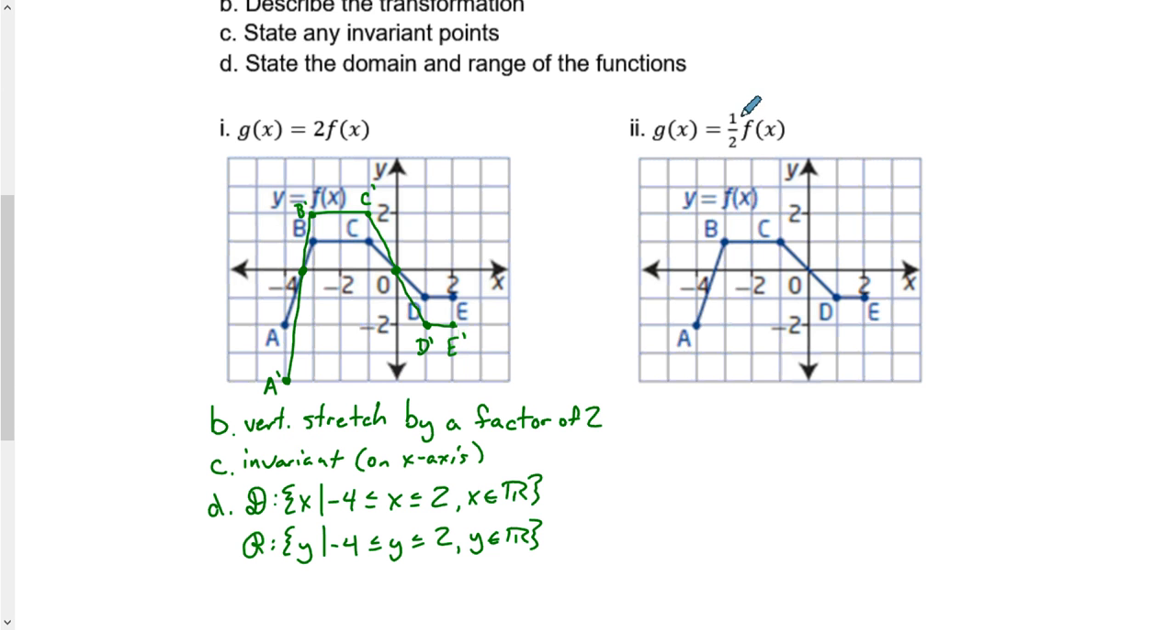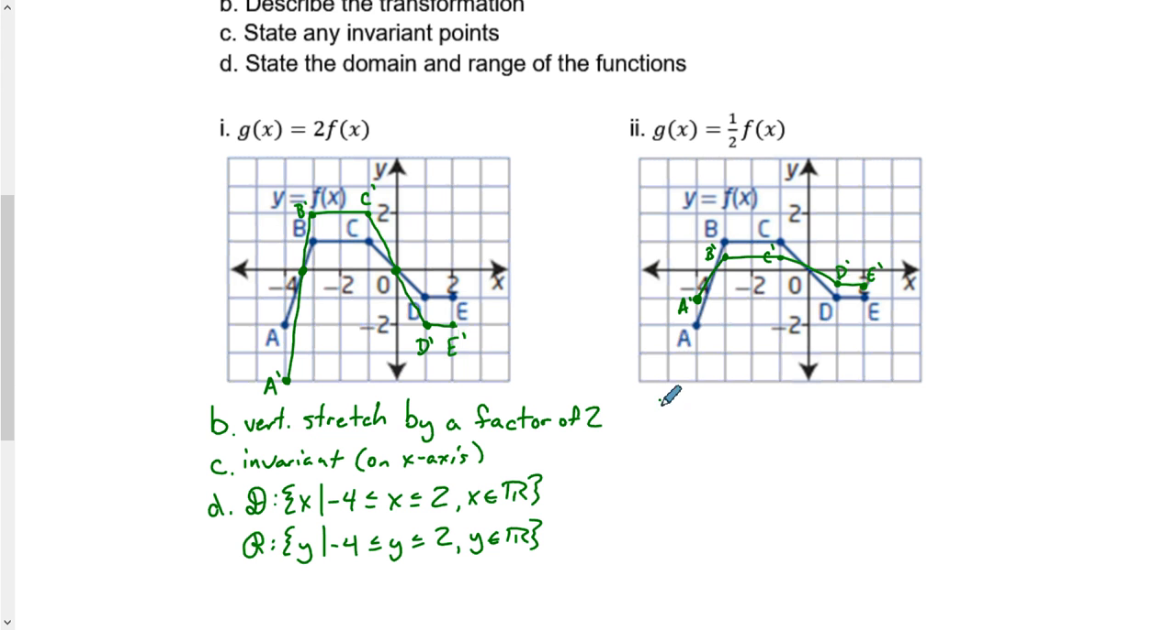So if we do this one, 1/2, it just means that we're going to stretch to half the size. So A, which is 2, is now going to be 1 away. B, which is 1, is now going to be a half. So is C. D is 1. Well, D and E. Connect the dots. So you can see it.